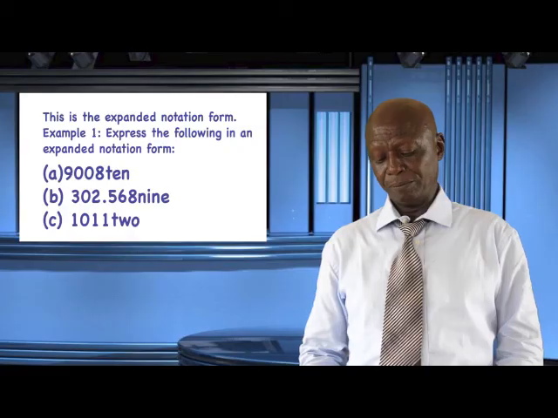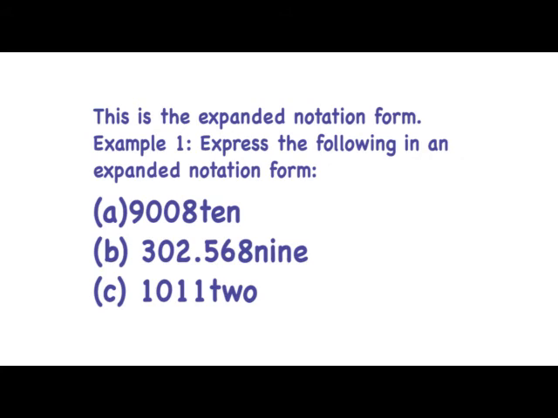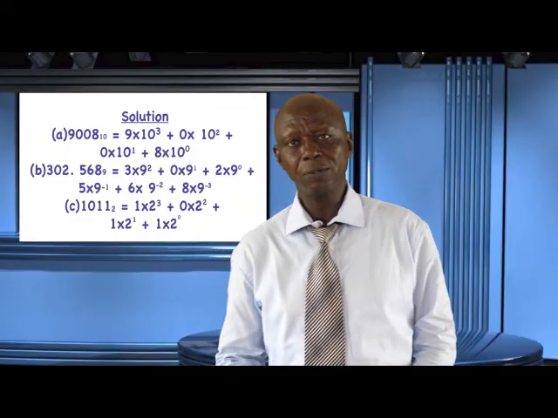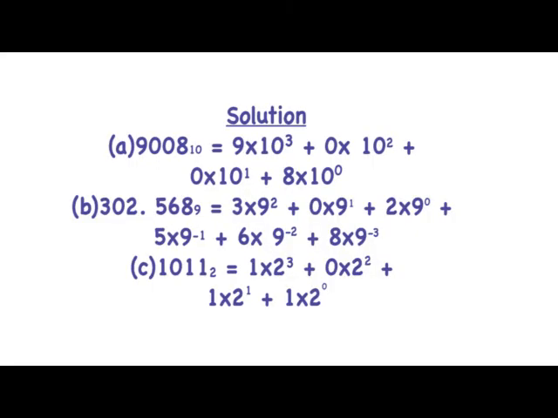Example 1. Express the following in an expanded notation form. A. 9008 base 10. B. 302.568 base 9. And C, 1011 base 2. Solution. A, 9008 base 10 is equal to 9 times 10 raised to the power 3 plus 0 times 10 raised to the power 2 plus 0 times 10 raised to the power 1 plus 8 times 10 raised to the power 0.